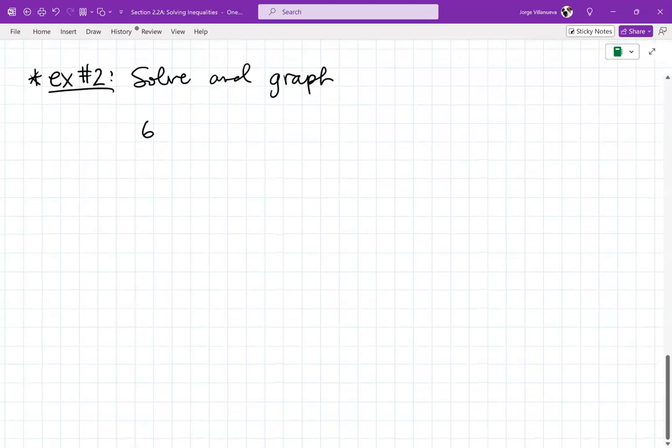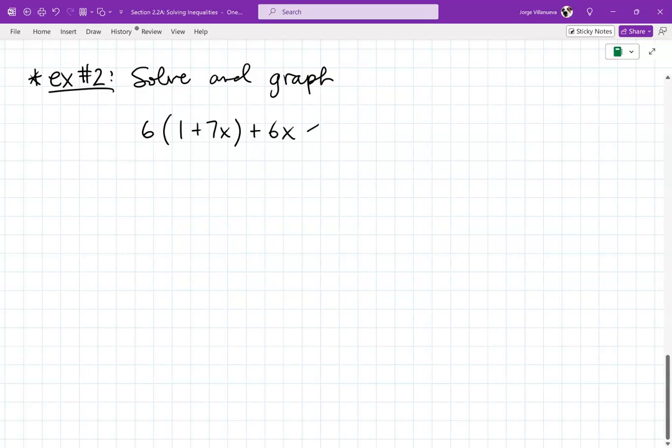And here's the problem. 6 times 1 plus 7x plus 6x is less than negative 90. So this one looks a lot more complicated. But, I mean, it's nothing too difficult. You treat these like equal sign problems. You just got to remember the division or multiplication by negatives, right? But you don't treat them any different. So here we go. Let's distribute first, okay?